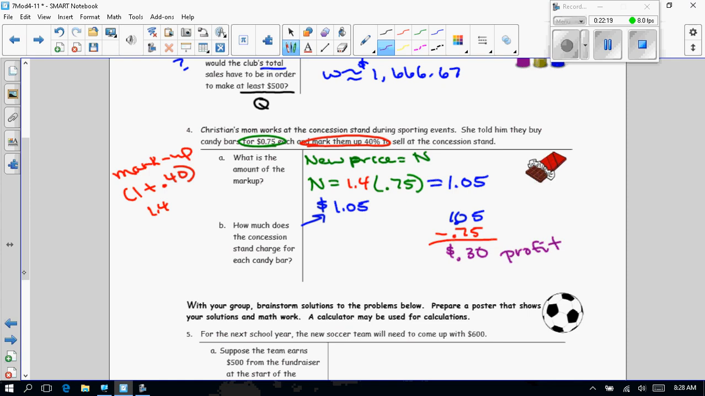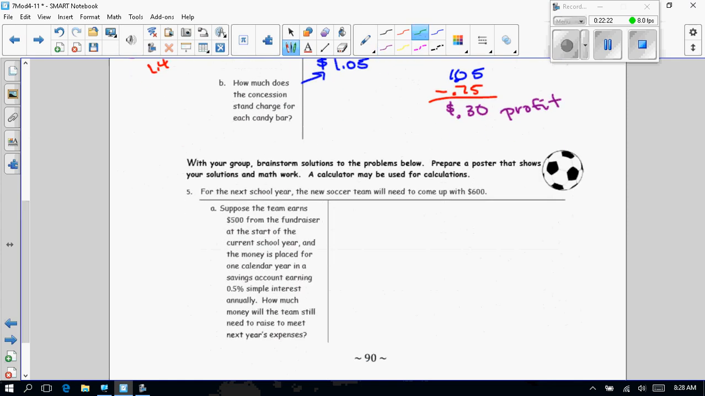All right, you see where it says number 5 there? We're going to do that later. So don't worry about that one right now.